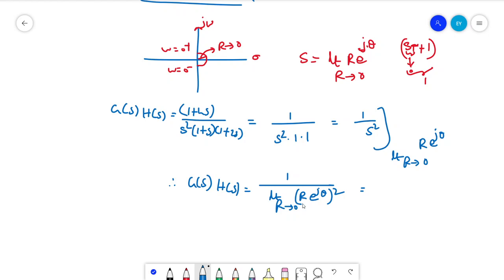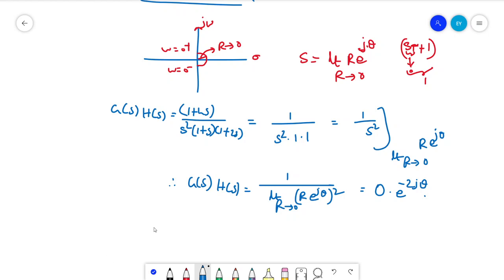So r tending to 0, if you substitute 0 in the denominator, whole denominator will be 0. 1 by 0 is infinity. So take out this e power j theta, power n. So e power j theta into 2 in the numerator, that will become minus. Since it is positive in the denominator, it will become minus in the numerator. So r tending to 0, that is 0 into e power minus 2j theta. So this is the final expression.